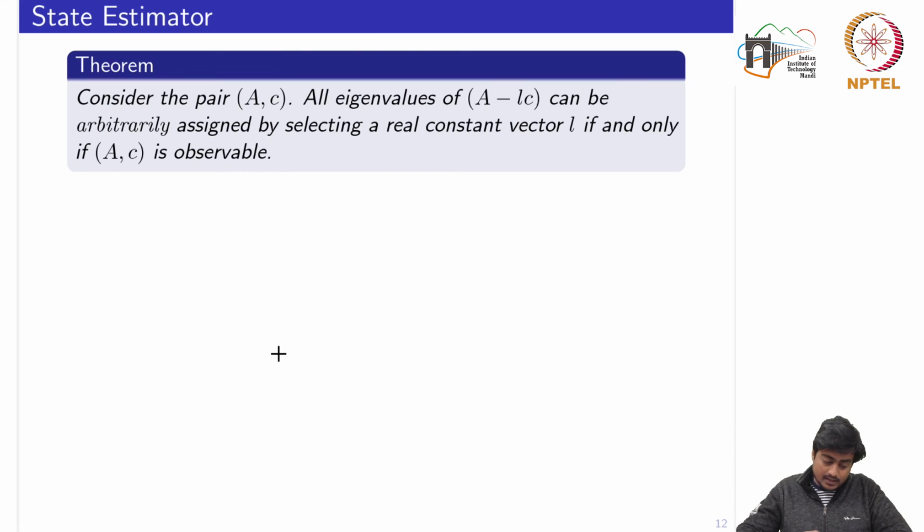First of all, we will see one of the key results which ensures the existence of this vector L, and it has some connection with the observability which we discussed in the 7th week. So consider the pair A comma C. All eigenvalues of A minus LC, or this modified matrix, the error matrix, can be arbitrarily assigned by selecting a real constant vector L if and only if the pair A comma C is observable.